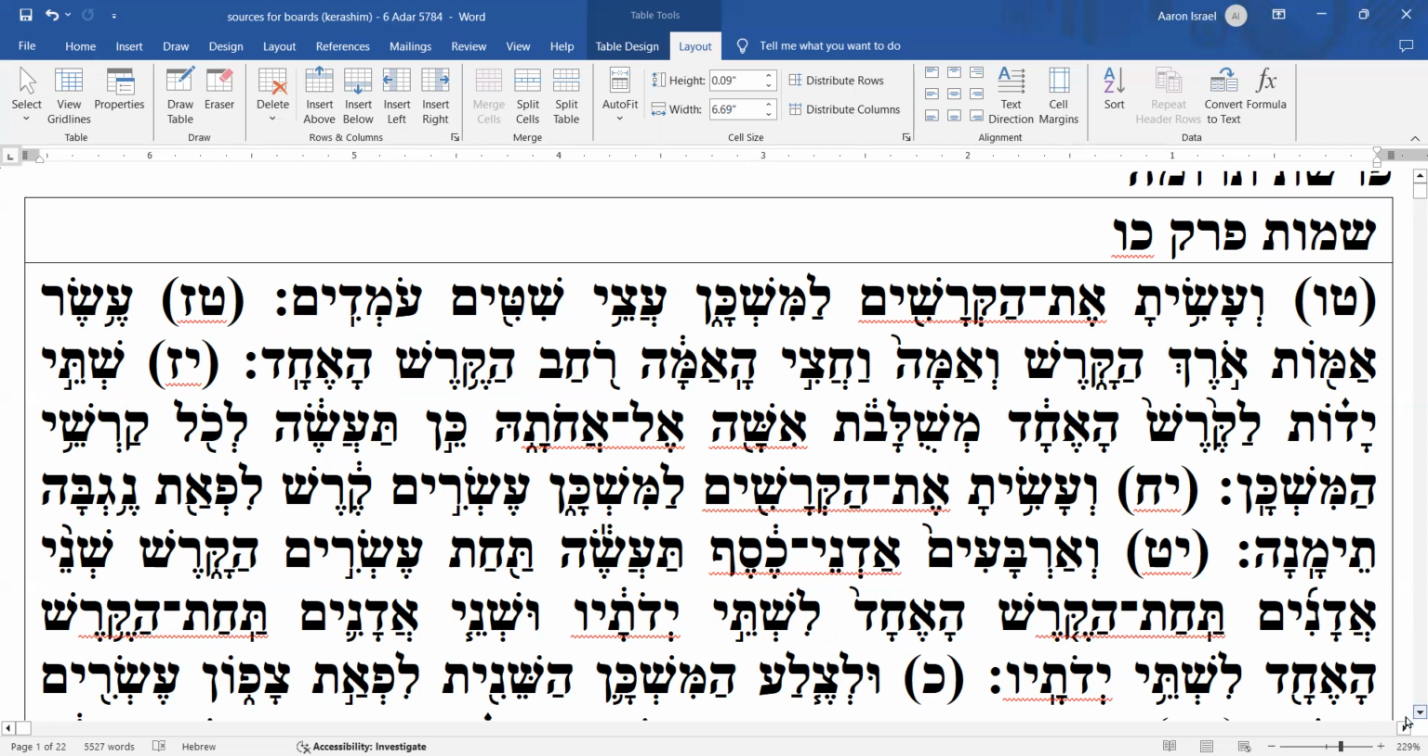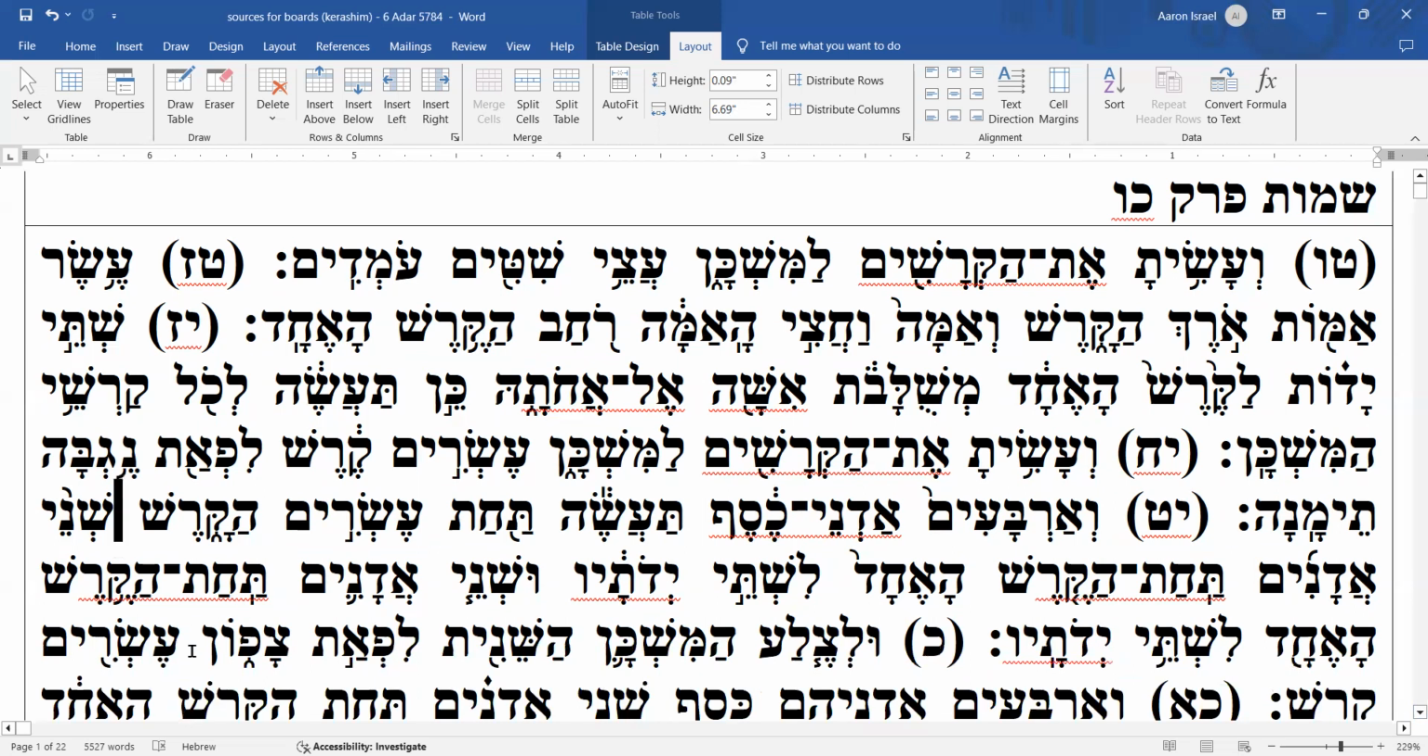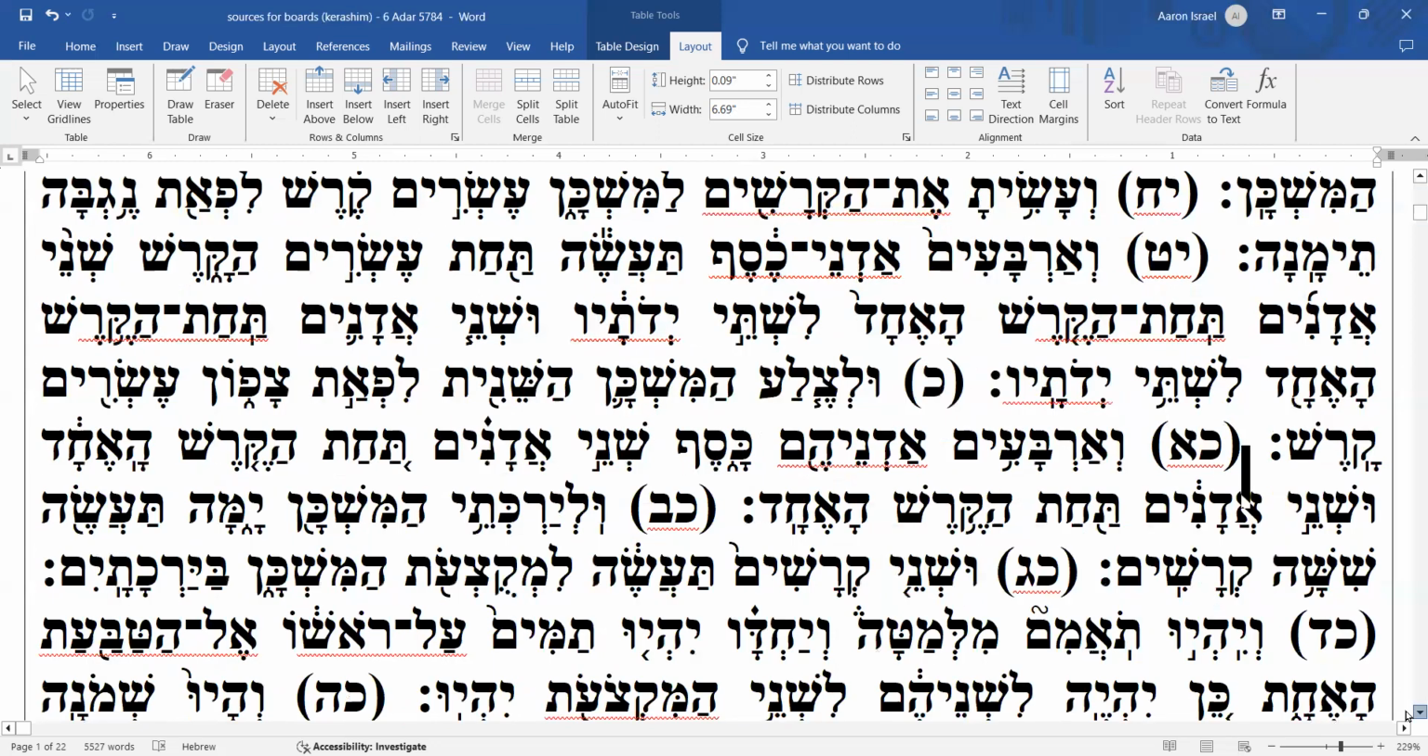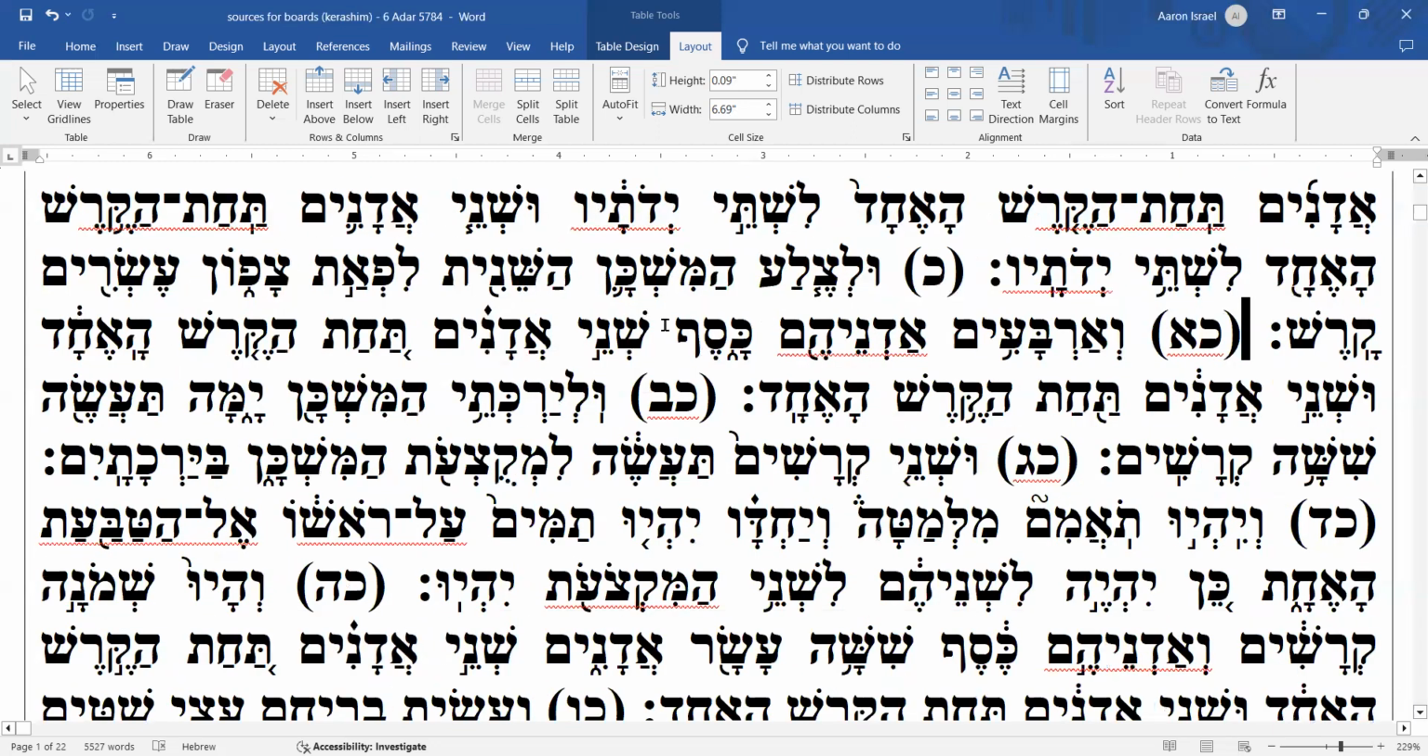Ul'tzela haMishkan hashenit, on the opposite side of the Mishkan, l'fat tzafon. Remember, if you've got the south wall and the north wall, obviously it would be opposite it. Also, Esrim Keresh, there are 20 boards on the north side. Arba'im Adnehem Kesef, the same thing. They also had 40 of these sockets of silver. Again, 2 Adanim beneath each of the Kerashim for the 20 Kerashim that are on the north side.